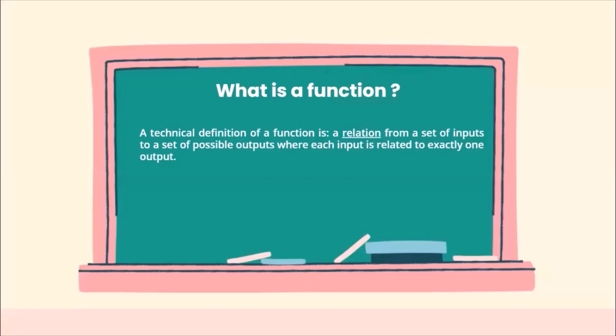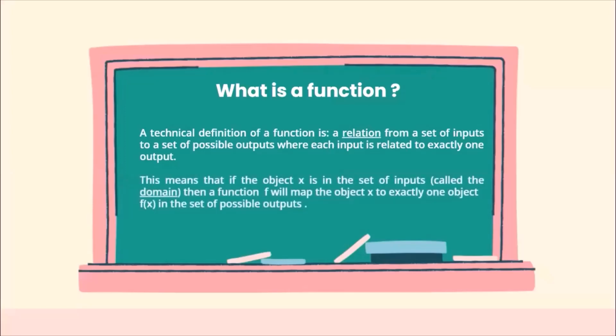where each input is related to exactly one output. This means that if object x is in the set of inputs, called the domain, then the function f will map the object x to exactly one object f(x) in the set of possible outputs.